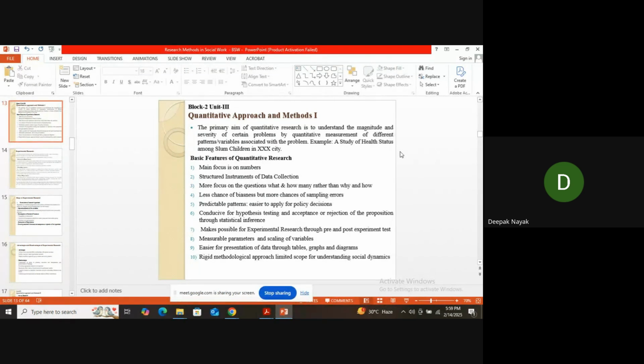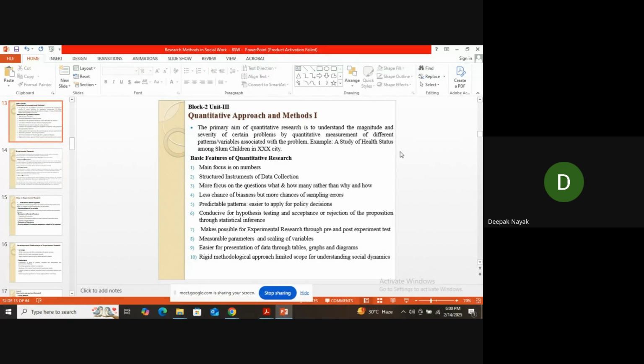Suppose you can say there is a high rate of anemia among slum children in a particular city. There is a high rate of iron deficiency related anemia among the children in a particular city. This is a proposition, a hypothesis, a tentative proposition you want to test. Okay, there is a high rate of iron deficiency related anemia in a particular city. Then this remains to be tested.